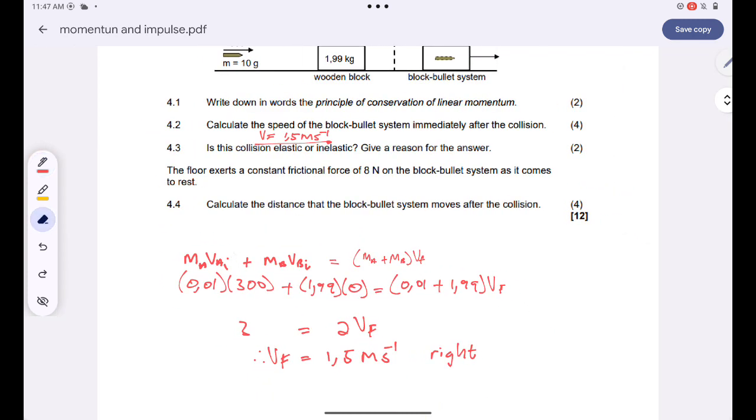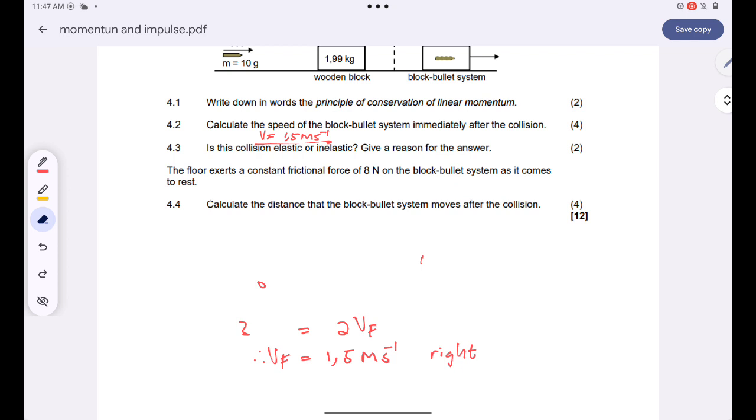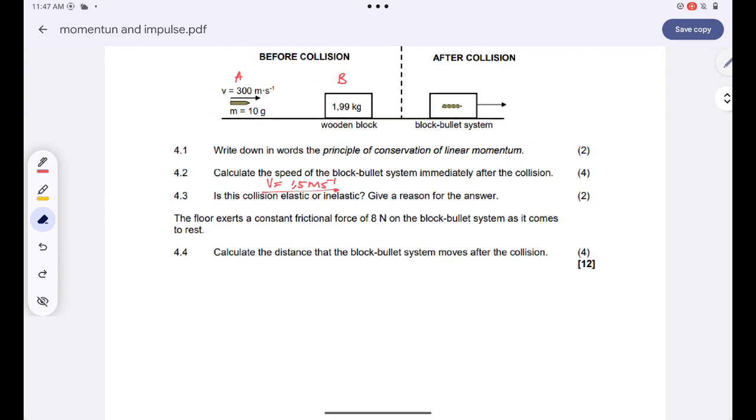Okay. And then now we are told that the floor exerts a constant frictional force of 8 newtons on the bullet block system as it comes to rest. Calculate the distance that the bullet block system moves after collision.